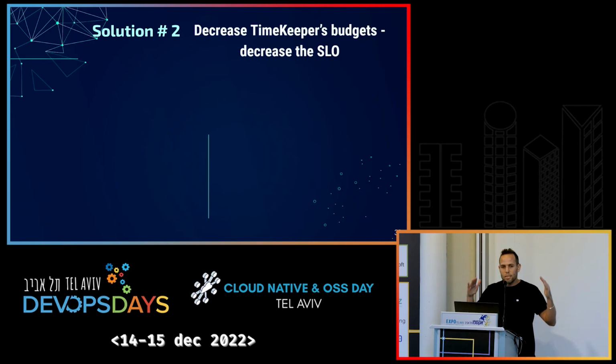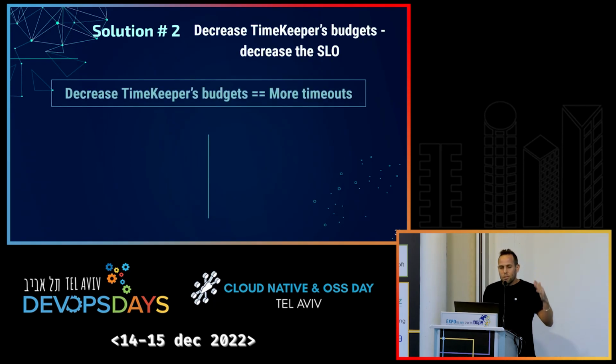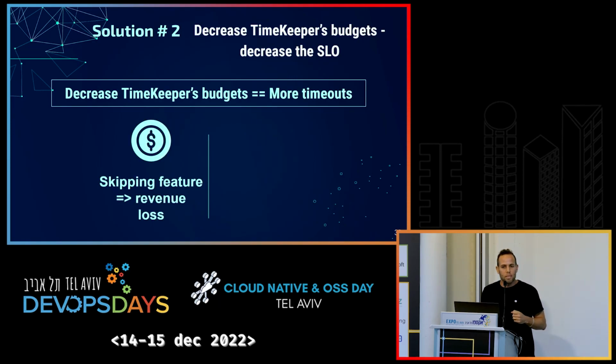We can always decrease the timekeeper's budget, which means decrease the SLO. Decreasing the budget makes us have more timeouts in our system. But timeouts have major drawbacks. First thing, timeouts are go, no go. If there's no time, we just skip a feature. So let's say that our feature is something that does personalization or recommendation. Skipping this feature means we'll have no time to do personalization.